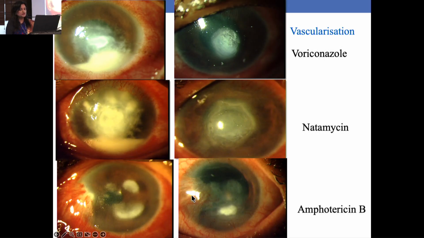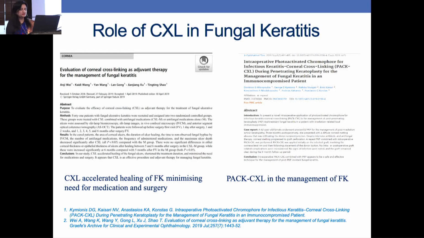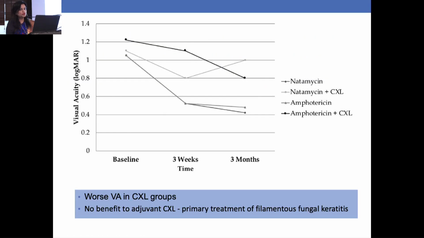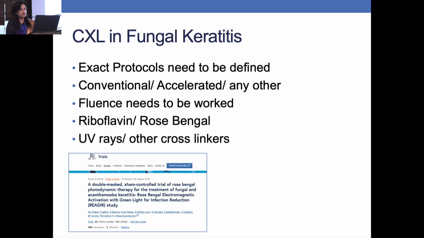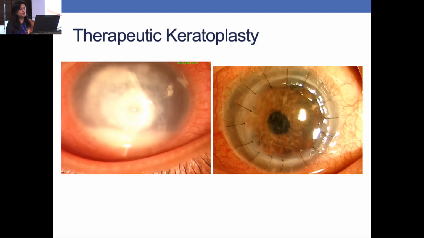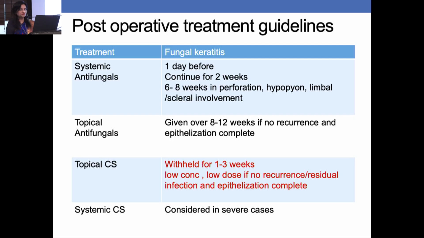So what is the difference? With amphotericin B, you will have a little more vascularization as compared to with natamycin or with voriconazole. So these are our review articles which are published in Survey of Ophthalmology if you want to know the details. And of course, I think steroids in fungal keratitis have no role at all, which was proven by our study as well as the studies which were done in Aravind Eye Hospital. And of course, if everything fails, then one has to do therapeutic keratoplasty. And again, our review article on therapeutic keratoplasty in Current Opinion in Ophthalmology.